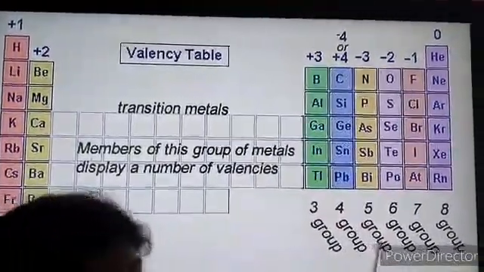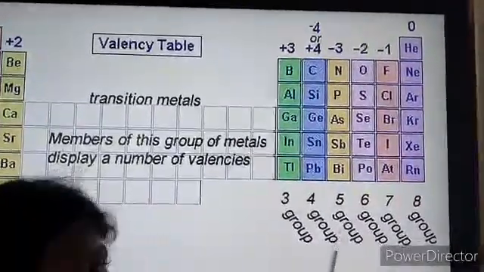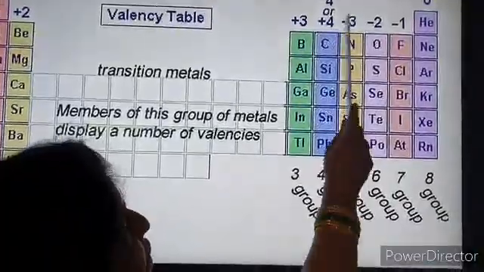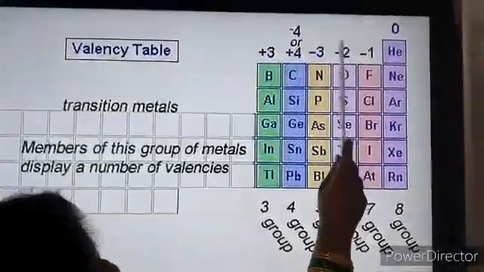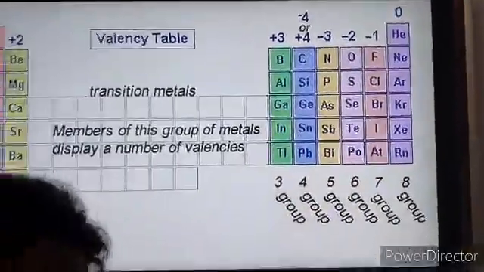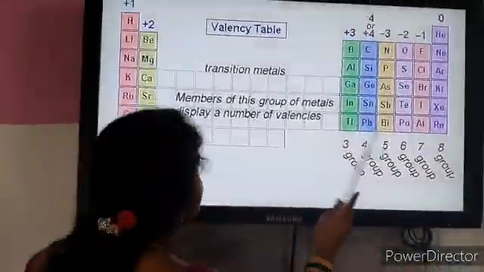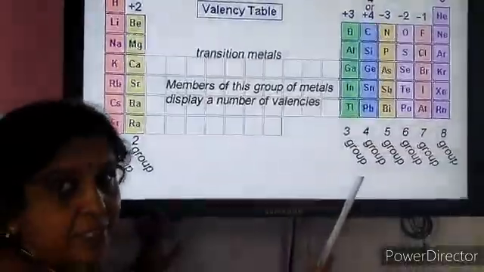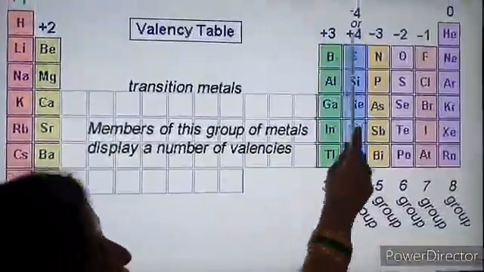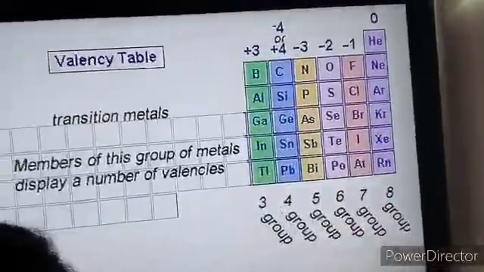Coming to fifth group onwards, you have to apply the formula 8 minus group number. So 8 minus 5 is 3, 8 minus 6 is 2, 8 minus 7 is 1, 8 minus 8 is 0. So what is happening to the valency when you move from left to right in a period? It is increasing first up to 4 and then it is decreasing to 0.